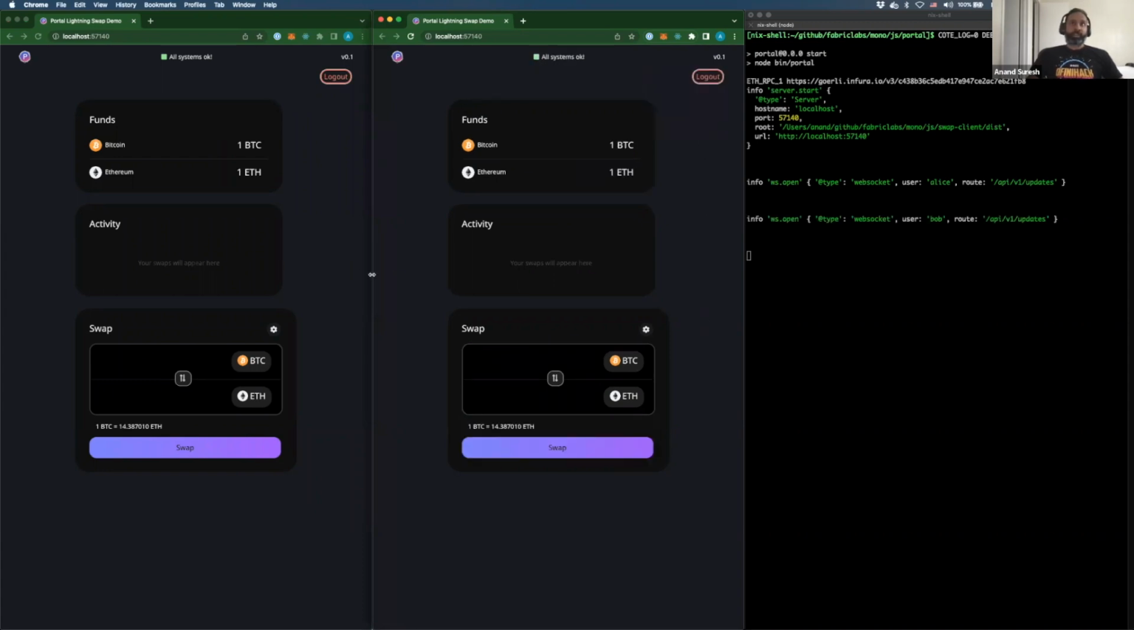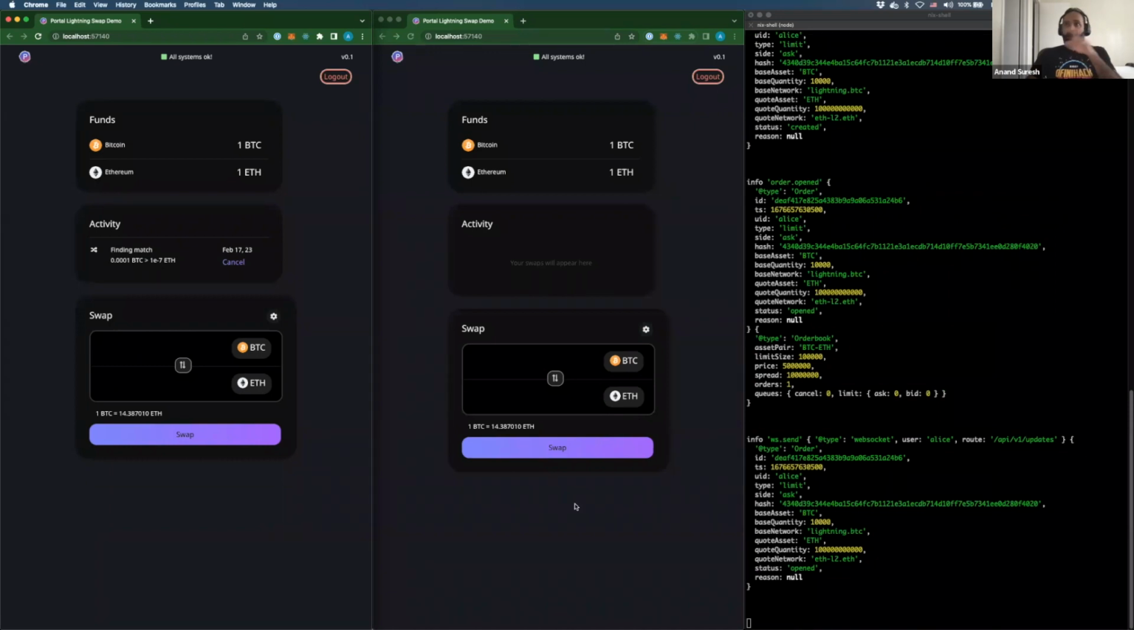The basic principle here is that both users start out with some amount of assets in Bitcoin and Ethereum. I'm going to first create a DEX order for swapping some amount of Bitcoin for some Ether, and place that order. On the terminal on the right, you'll see all the orders as they're flying through. Alice has now placed an order and it's still waiting for a match because there's no counterparty yet. But now I'm going to set this up with Bob and go.